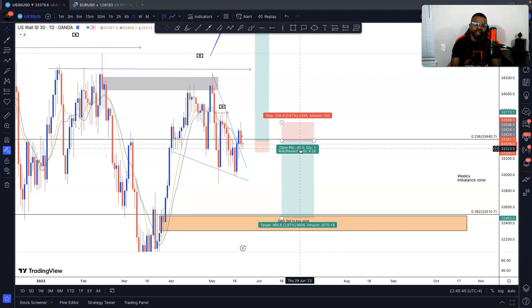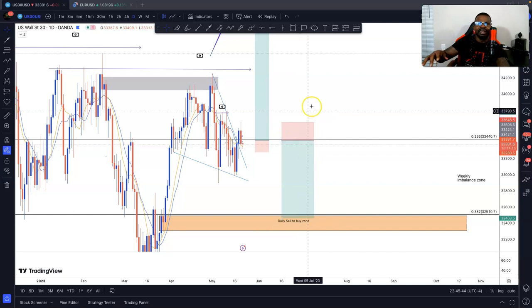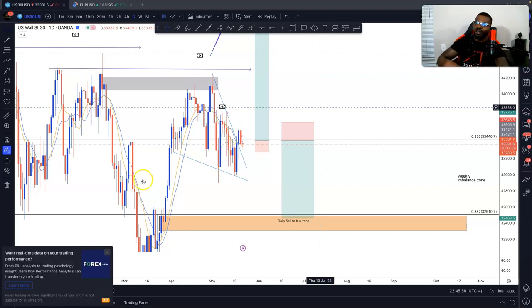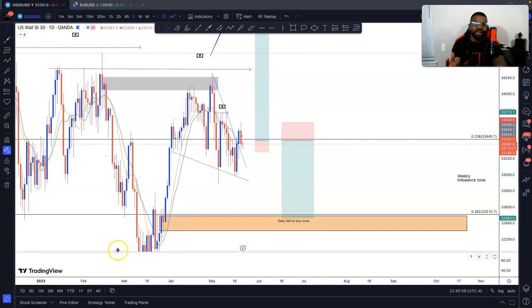Too many traders, they have an absolute bias. And what I mean by that is you look at a trade setup and you marry your technical analysis, like your technical analysis overrules the market. Get that out of your head. Use technical analysis to find high probability setups.